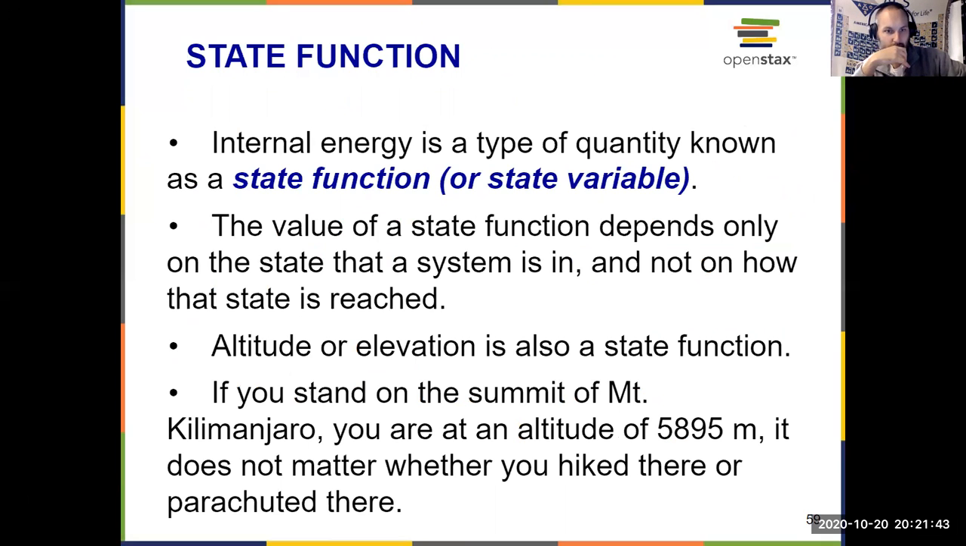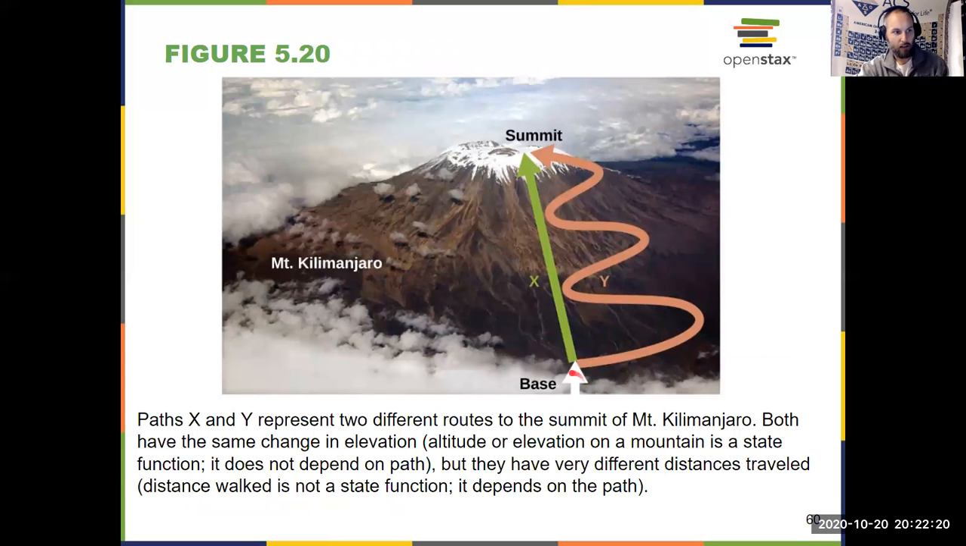Now, what's important for us is that internal energy has a special classification. It's a type of quantity that's known as a state function, and most things are state functions. What is a state function? It's something where the value depends only on the state that it's currently in. I don't care how it got there. So your altitude or your elevation is an example of a state function. If you climb a mountain, it doesn't matter if you climbed straight up from the base to the summit. It doesn't matter if you took a super windy path to get from the base to the summit. It doesn't matter if you went to a plane and then parachuted down to the summit. At the end of the day, your altitude is higher. It's whatever you are when you finish on the summit. It doesn't matter how you got there.